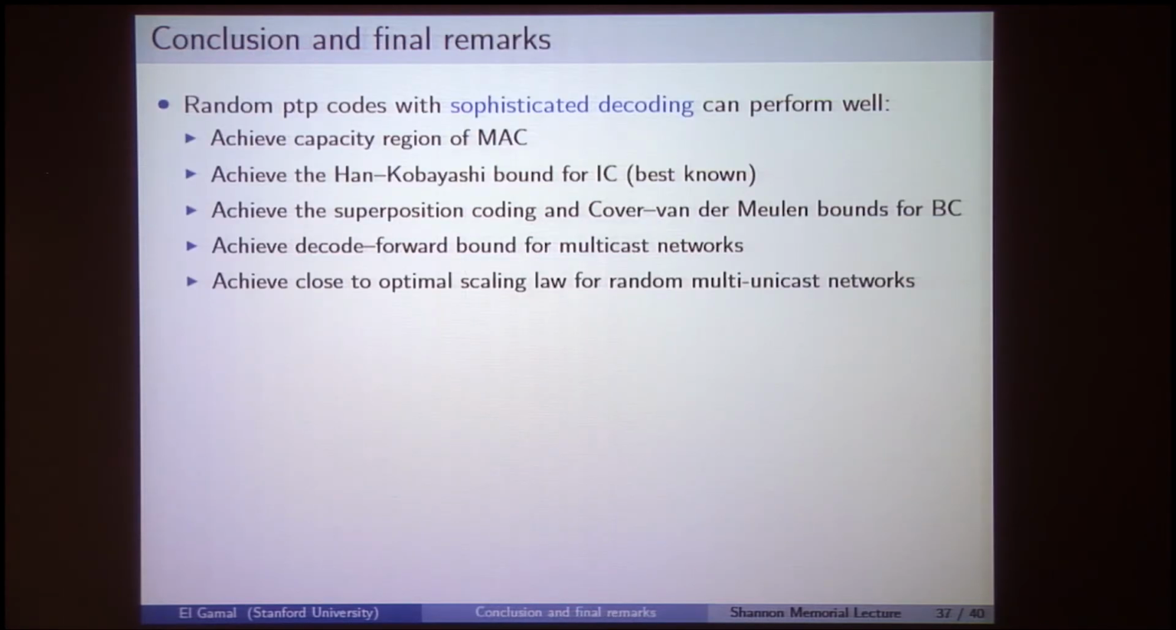Okay, so now to summarize, we've seen that random point-to-point codes with sophisticated decoding can perform extremely well. They achieve the capacity region of the multiple access channel. They achieve the Han-Kobayashi bound for the interference channel, which is the best known bound. They achieve the superposition coding and Cover-Vandermeulen bounds for the broadcast channel. They achieve the decode forward bound for the multicast network. And they achieve close to optimum scaling law for random multi-unicast networks.